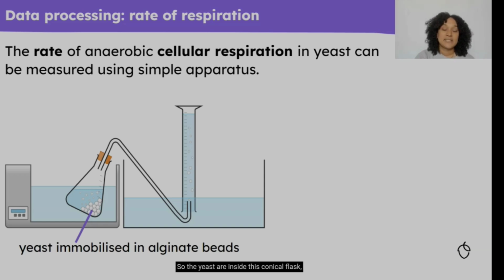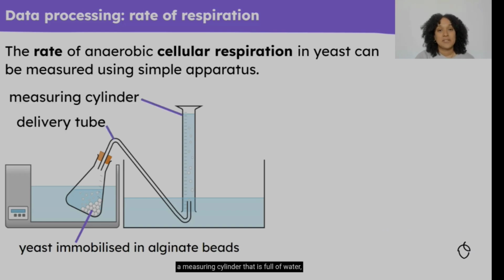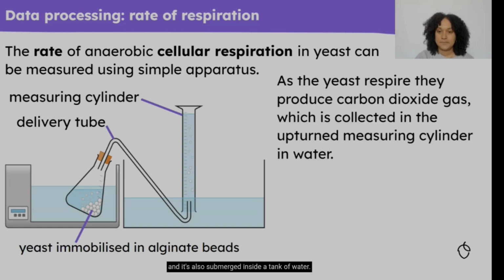So the yeast are inside this conical flask, which is connected to a delivery tube, and that delivery tube is connected to a measuring cylinder that is full of water, which has been turned upside down, and it's also submerged inside a tank of water. So as the yeast respire anaerobically, they produce carbon dioxide gas. This carbon dioxide gas is represented in the bubbles you can see in the diagram, and that moves up the delivery tube and is then collected in the upturned measuring cylinder in the water.